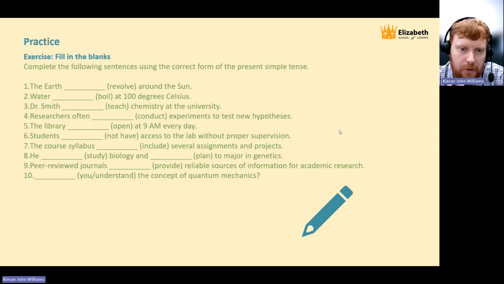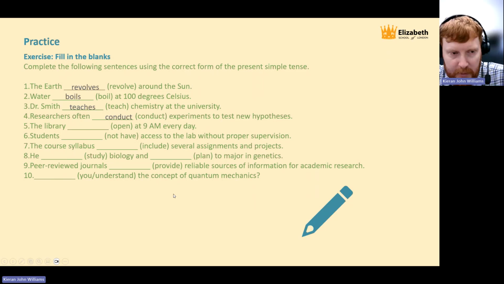Okay, so hopefully you've come back now. So let's have a look at our answers. So it should be the Earth revolves around the sun. Water boils at 100 degrees. Dr. Smith teaches chemistry. Researchers often conduct experiments. The library opens at 9 o'clock. Students don't have access to the lab. The course syllabus includes several assignments.